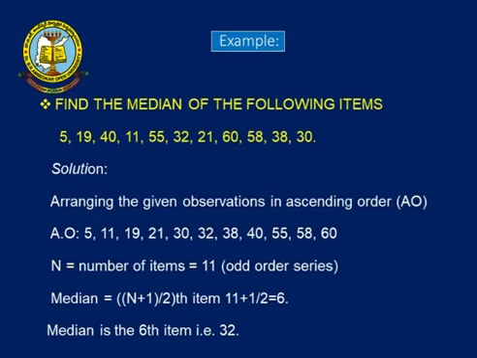For finding the median of an individual series, the first process is to arrange the data in ascending order. Second, count the number of observations. If the observations are even, we use n by 2 and (n plus 2) by 2 and take the average. If the given number of observations is odd, then the (n plus 1) by 2th observation is the median. Okay, this is the individual series problem process.